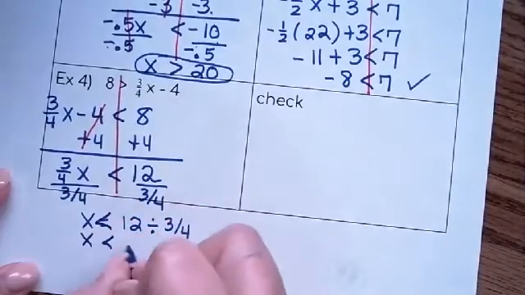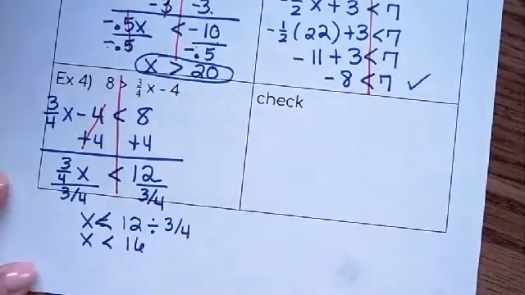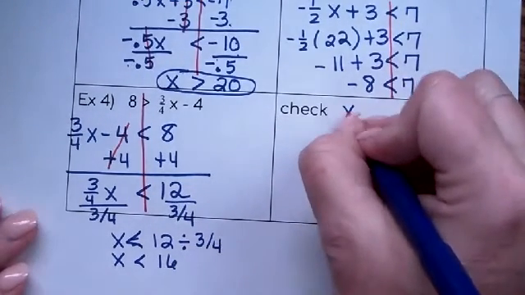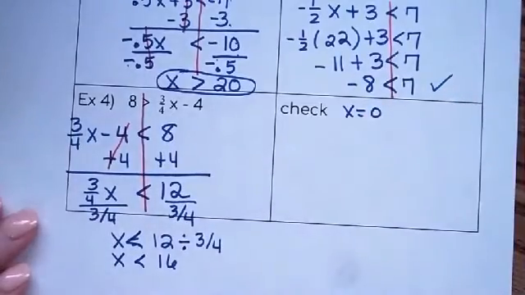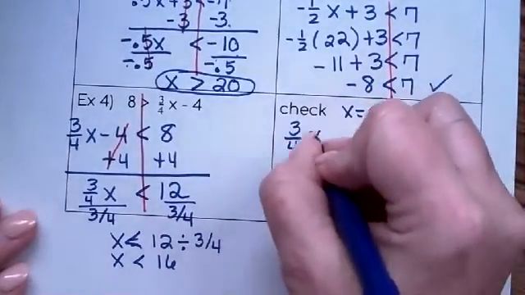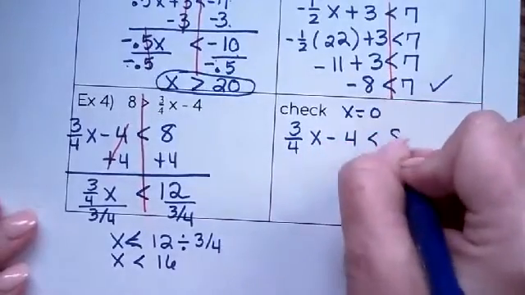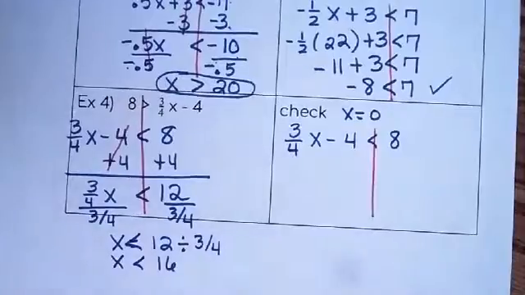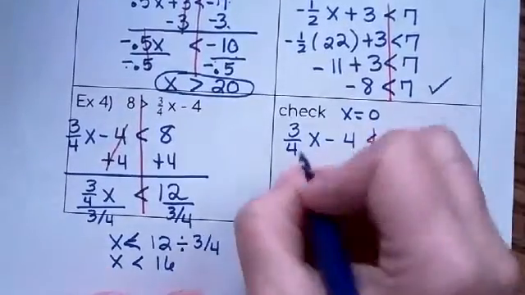So what I've got right here is x is less than 16. Okay, so I just want to check that and make sure I'm good. So pick me a number less than 16, something that's easy to work with. Oh, wow, I love 0. 0 is less than 16, okay? So I'm going to check x equals 0. So I'm going to come back right here and put in my river, just like that. Now, let's substitute 0 for x.